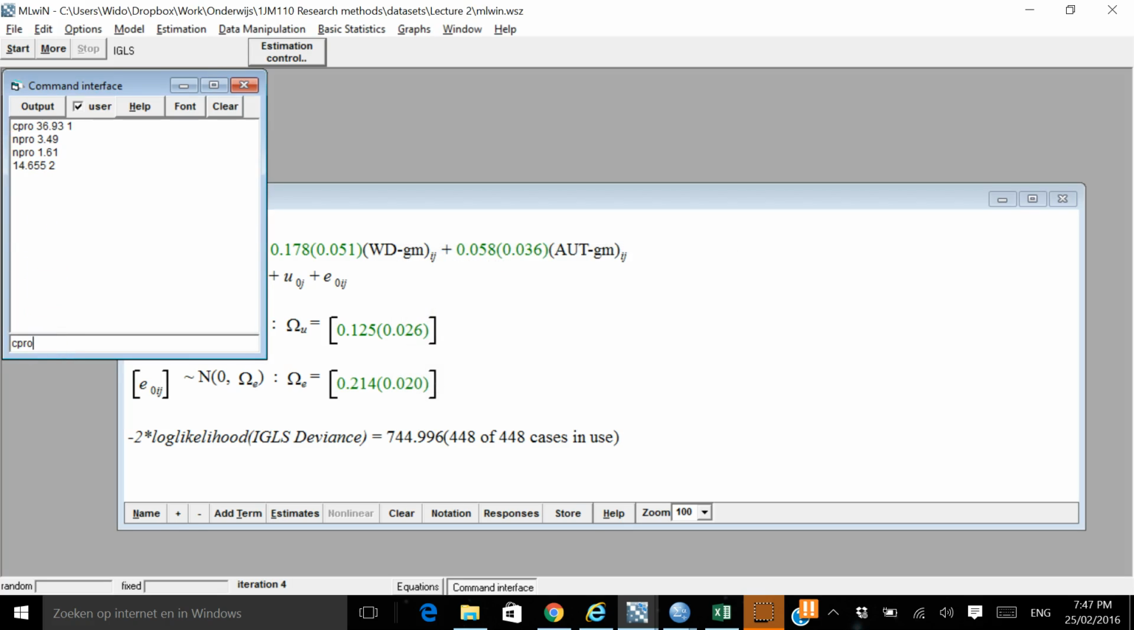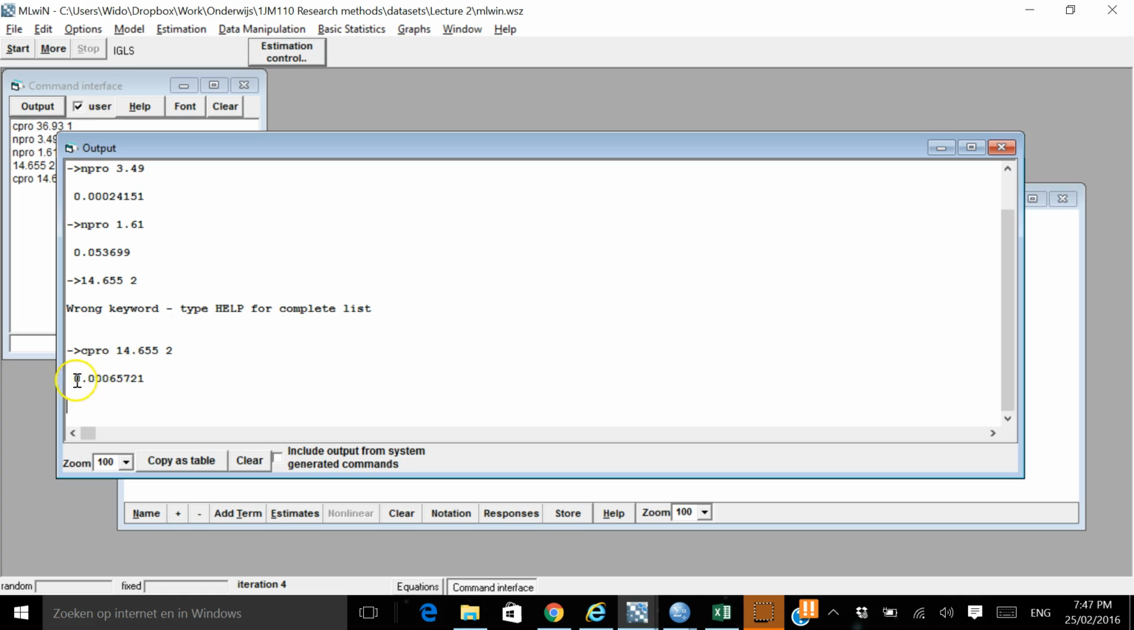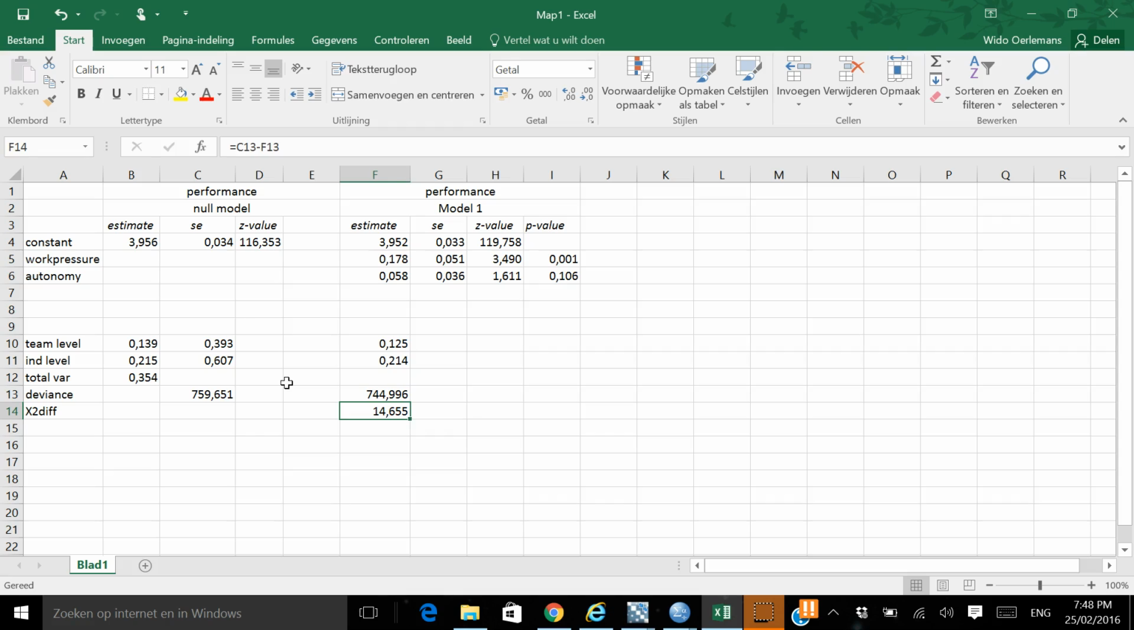Of course, CPRO, 14.655 with 2 degrees of freedom. You enter this, you get output, and you see here the chi-square difference is significant. It's below 0.05. 0.0006. Okay, so let's say 001.